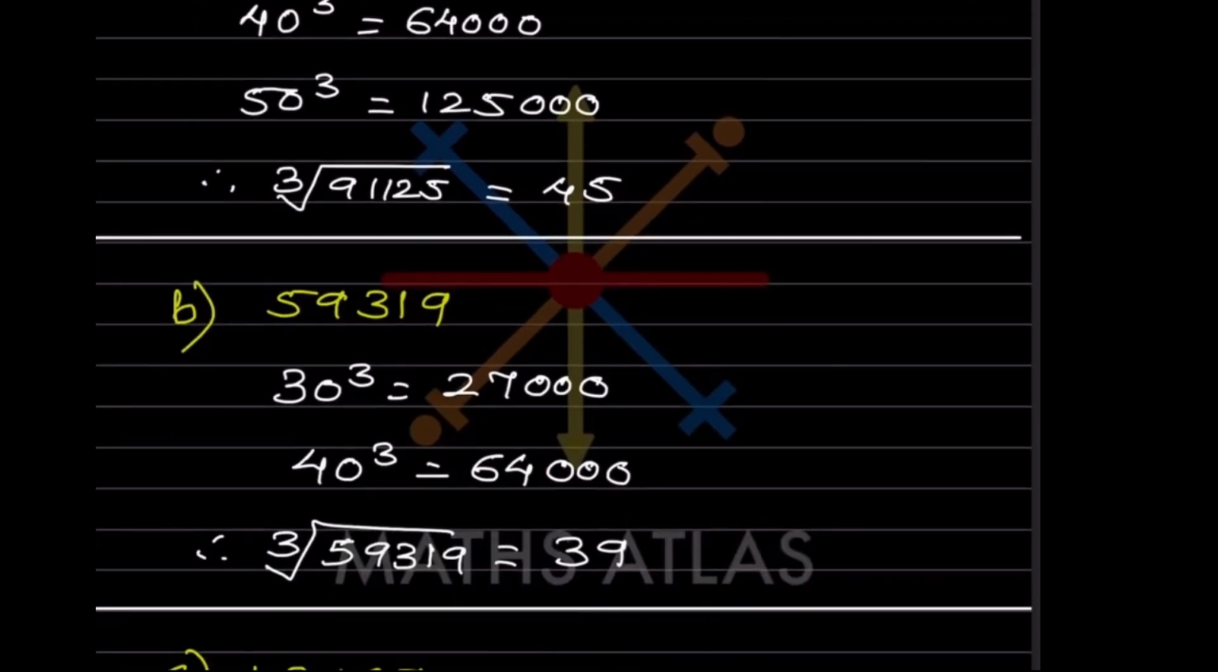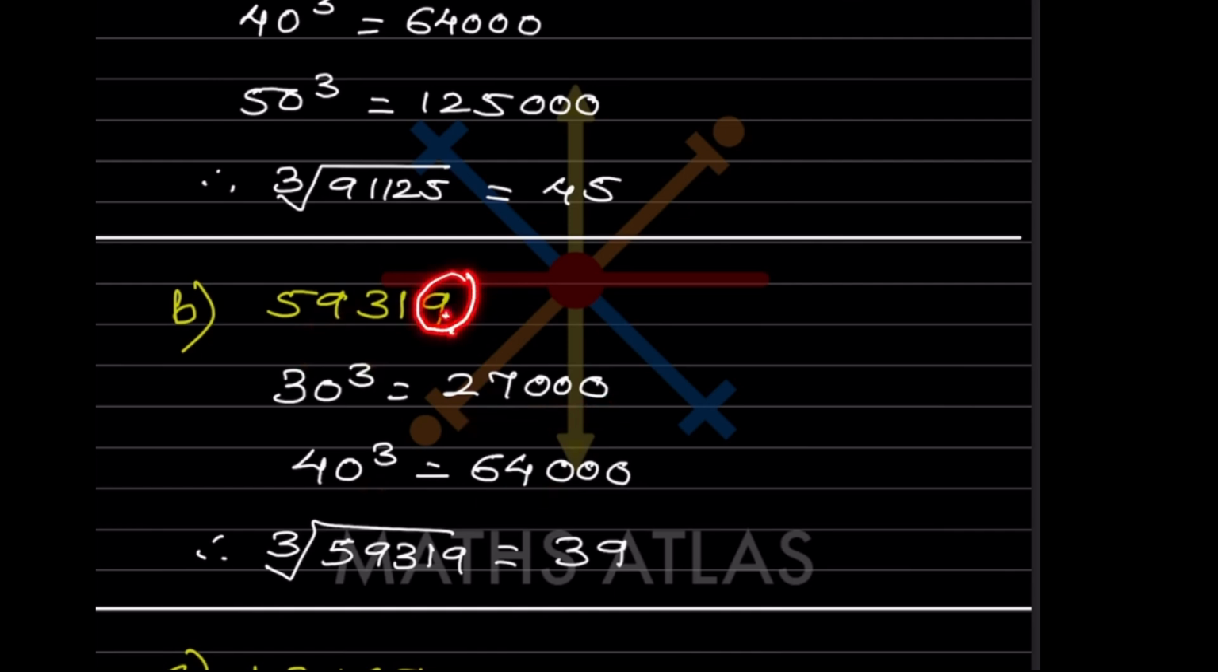Now look at 59319. The uniqueness is 9. First thing, we'll see where it lies in between. This is only possible between 30 and 40 cube, because 30 cube is 27,000 and 40 cube is 64,000. This is 59,000. Now let us concentrate on this unique part.